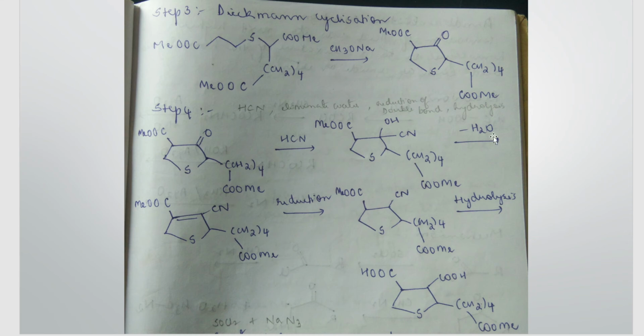So on elimination of water, there is one double bond formation, and next you're doing reduction, that is you're adding hydrogen. So one hydrogen will get added here, one hydrogen will get added to this carbon, so that double bond will go off. That is nothing but reduction. And what is the next step?